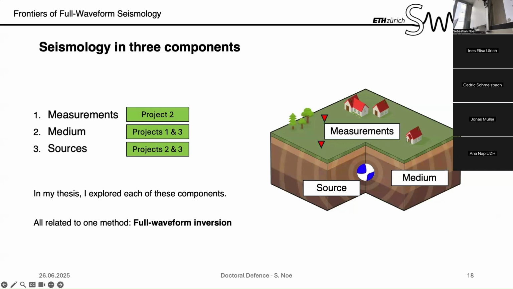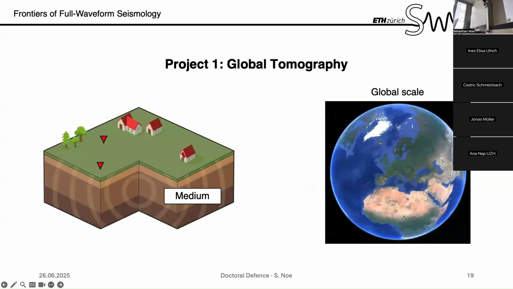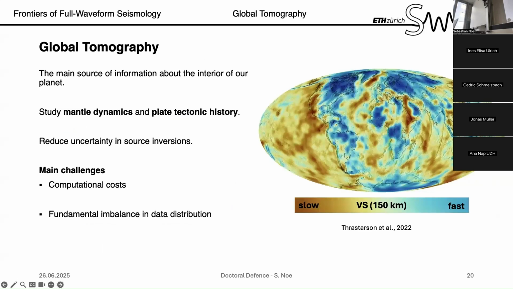So like I said, we have these 3 components, but all of them are related to one method, which is full waveform inversion, that I will now apply first on the global scale for the medium. So global tomography is really our main source of information about the subsurface, because we cannot just drill deep into the mantle and look what it looks like down there.